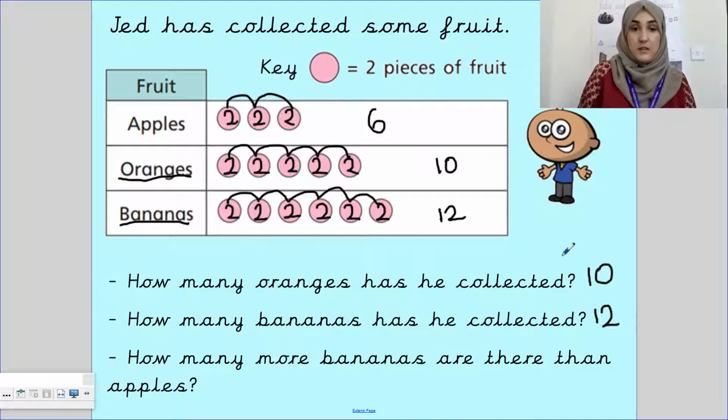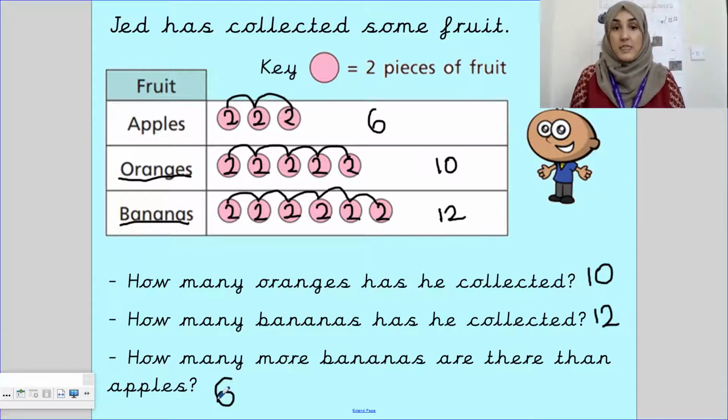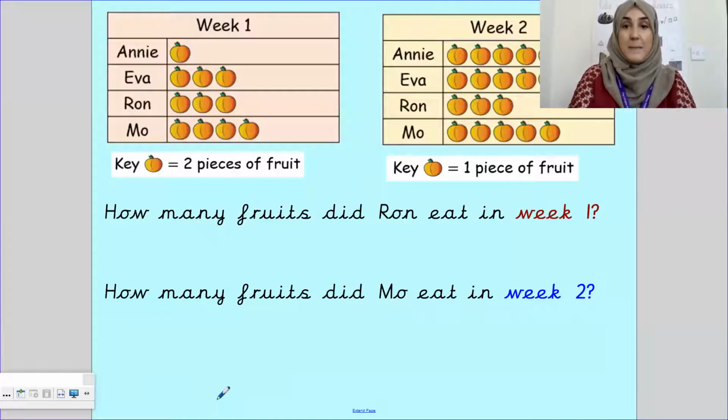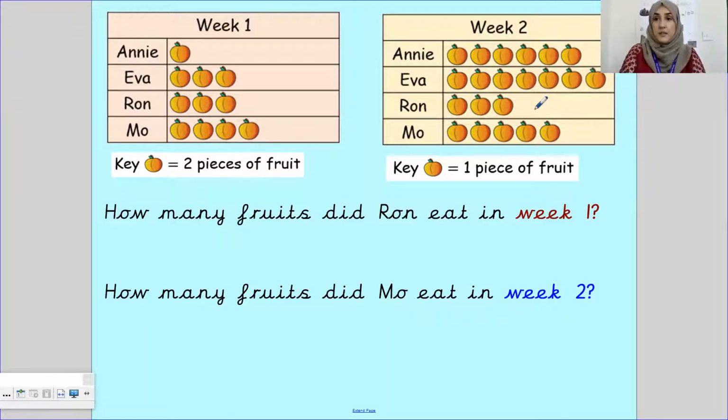Okie dokie. So how many more bananas are there than apples? We know that there are 6 more apples than bananas. Okay, moving on to the next question, and I will have to make myself smaller so you can see the pictogram. There we are, fantastic. Okay, let's move this a bit closer.